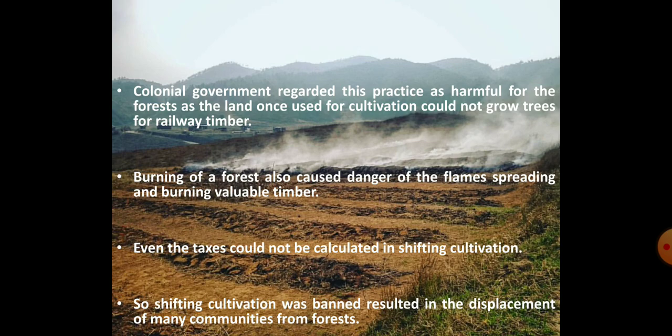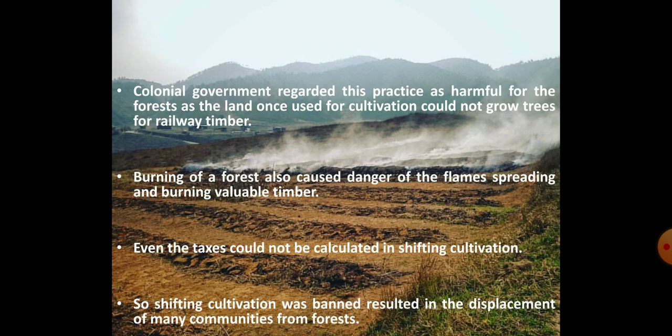The shifting cultivation was regarded as a harmful practice for forests by the European foresters because they thought that if a land was used for cultivation for a few years, it could not grow trees for railways and timber. Moreover, burning a forest also created danger of spreading flames and burning valuable timber. Another drawback of shifting cultivation for the colonial government was the difficulty to calculate taxes. Therefore, the government banned the shifting cultivation.